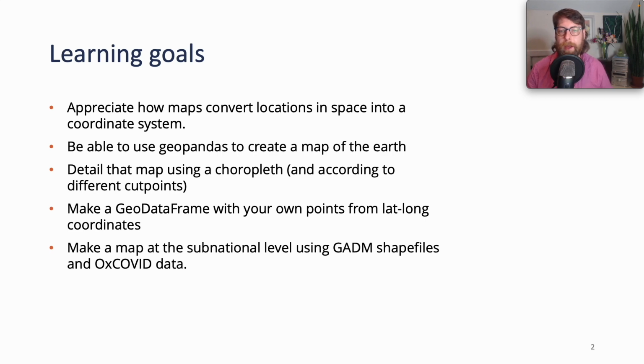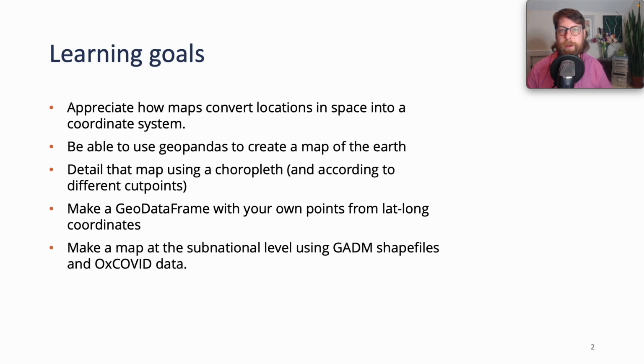And then we're going to make a map at the subnational level using GADM shapefiles and OxCOVID data. GADM is a place online for administrative data, so it tries to consolidate all maps on different levels from counties and provinces and states up to nations. And OxCOVID data is a data set that has been used in the past to consolidate a whole series of multi-site or multi-source data on COVID around the world, including data on infection rates across countries, as well as data on lockdowns and all sorts of stuff.